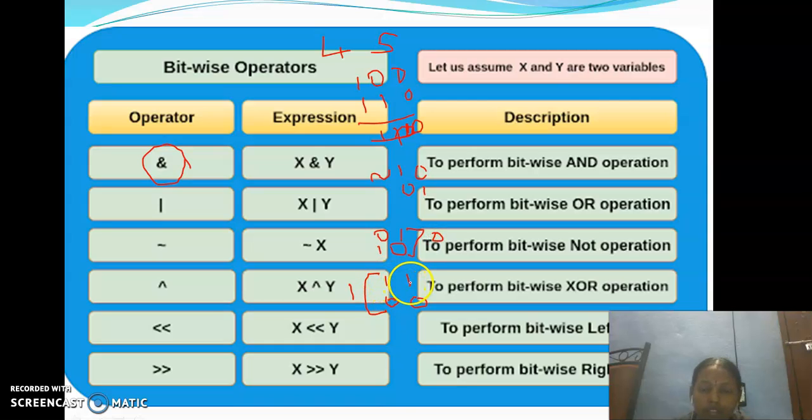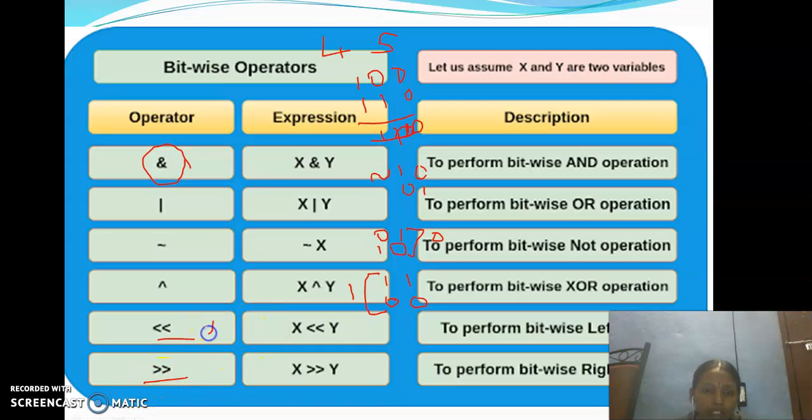X value is 1, y value is 1. Now the XOR operation is 1. If x is 0, y is 0, then XOR will be 1. If x is 0, y is 1, the XOR will be 0. Now the next is the left shift operator. Then this is the right shift operator.